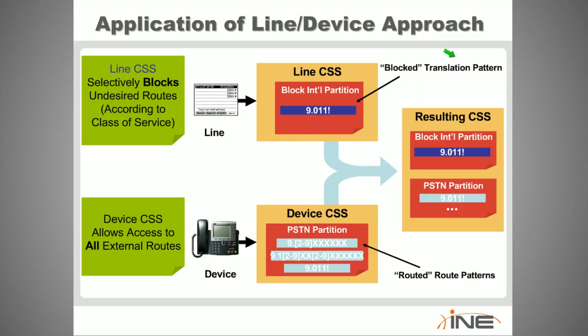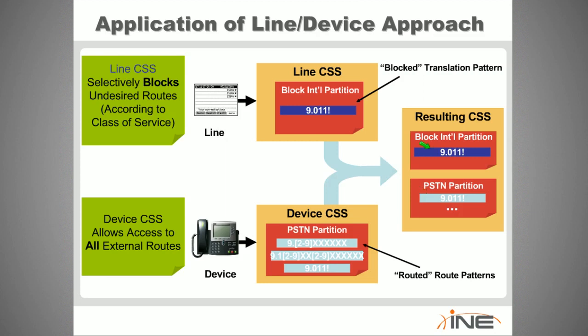But we wouldn't even have to point to one, but the idea is that we can use a translation pattern or a route pattern, it really doesn't matter, to create our blocked patterns. If it is an equal match, 9.011 bang, 9.011 bang, it's an exact equal match. Okay? If this one's even slightly less specific than this one, then what we're trying to do here won't work.